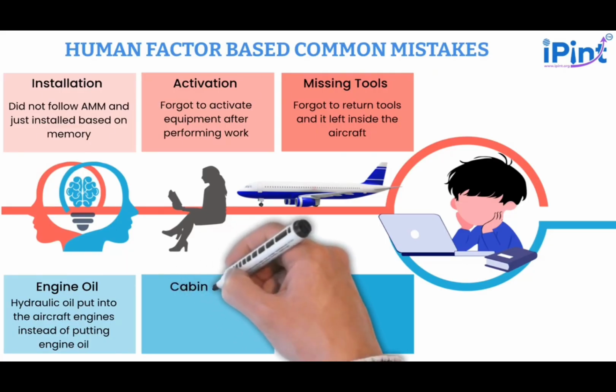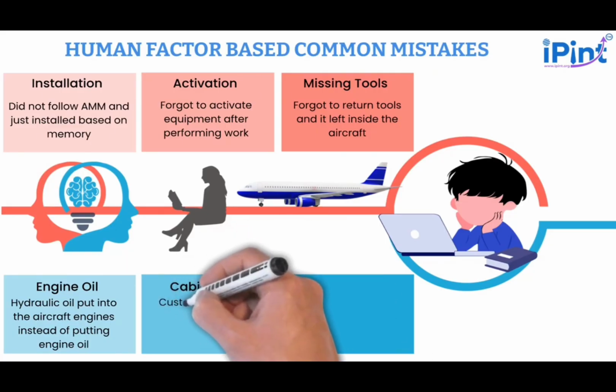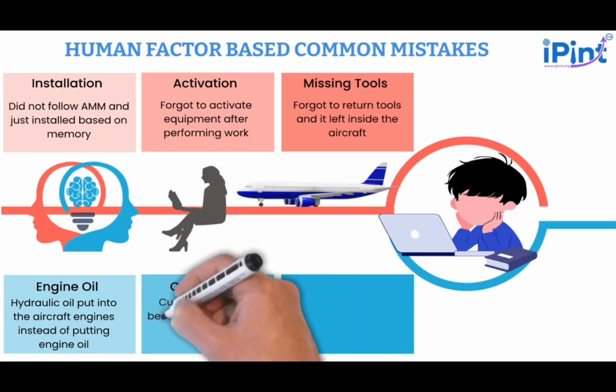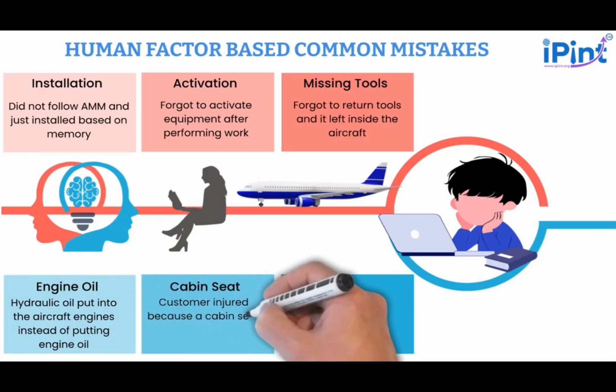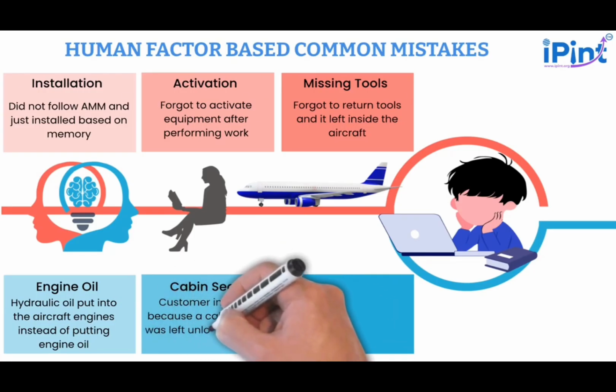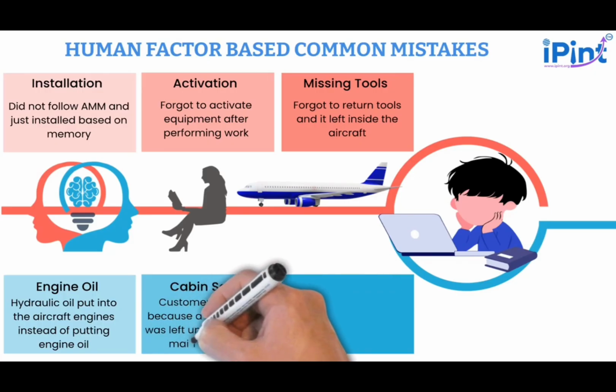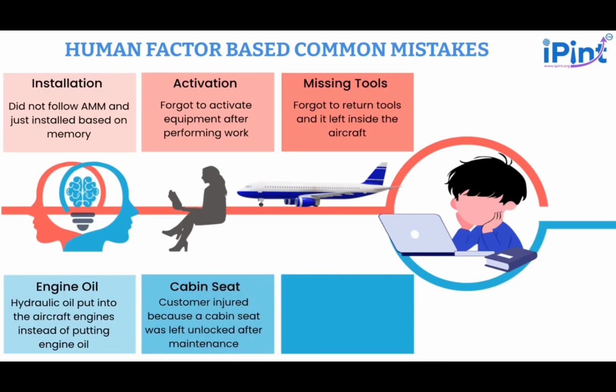Cabin seat. An unlocked seat that injured a passenger. A cabin seat was left unlocked after maintenance work was completed. A passenger was subsequently injured. This one hits close to home because the victim wasn't even part of the maintenance process. They were simply passengers, trusting that the aircraft they boarded had been properly prepared. That trust was broken by one missed step.